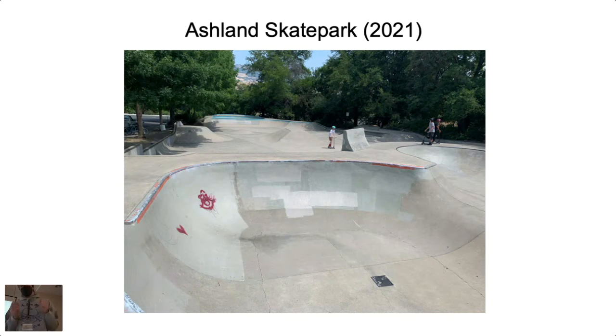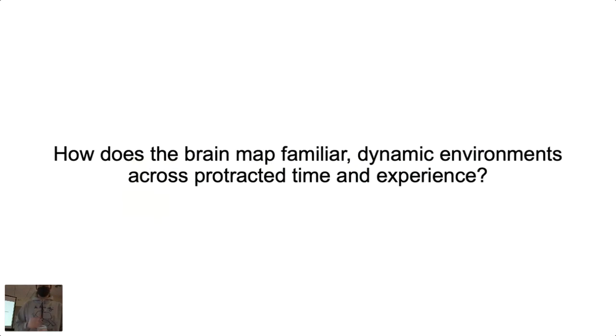So the reason I'm talking about this, and I've been talking about skateboarding and growing up for the last few minutes, is because I think it points to a thing that really interests me about the brain and behavior, which is how does our brain map a familiar but dynamic or changing environment over a protracted amount of time and experience? How do you return back to these old familiar spaces that have changed, our world is constantly changing, and still know how to navigate them and achieve your goals within those spaces?